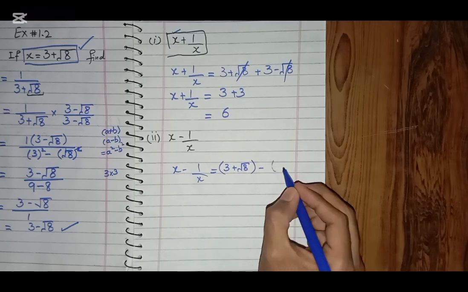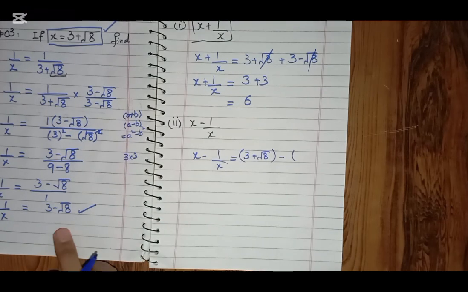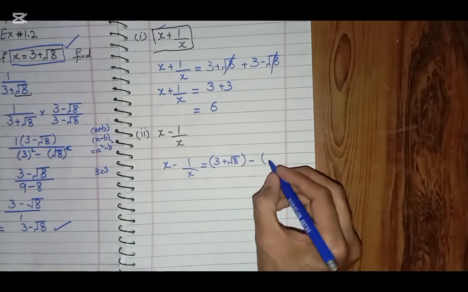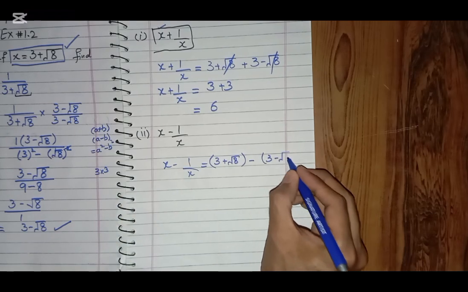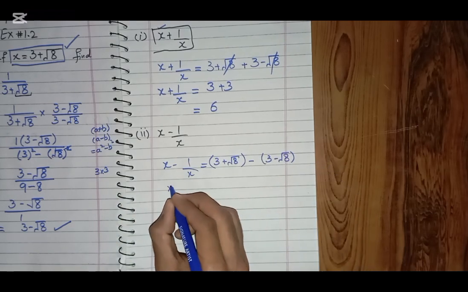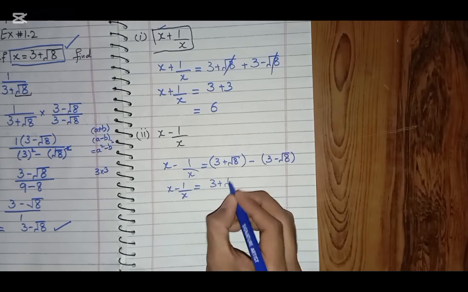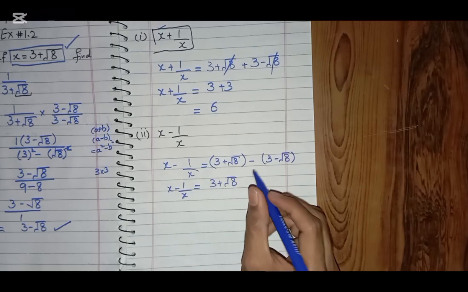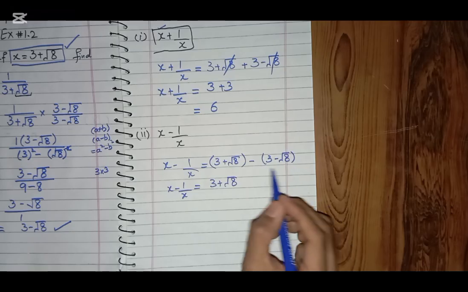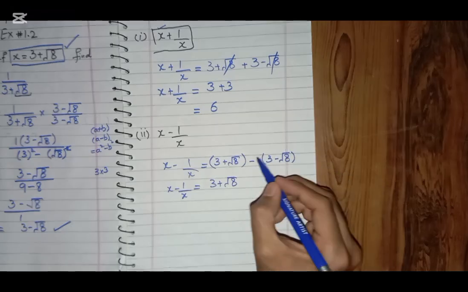Then minus the value of 1 plus 1 over x, that is 3 minus square root 8, and you place the 1 over x value, that is 3 minus square root 8. Now you simply open your brackets. The first value stays as it is, but in the second value you have to apply a minus sign to all the values.